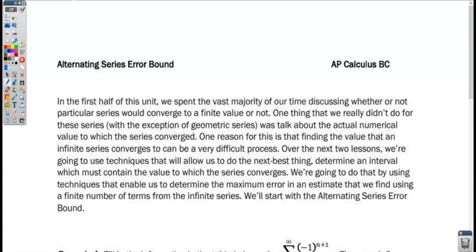In this video, we start the second half of Unit 10 for AP Calculus BC. We're going to start with section 10.10, which is on the alternating series error bound.